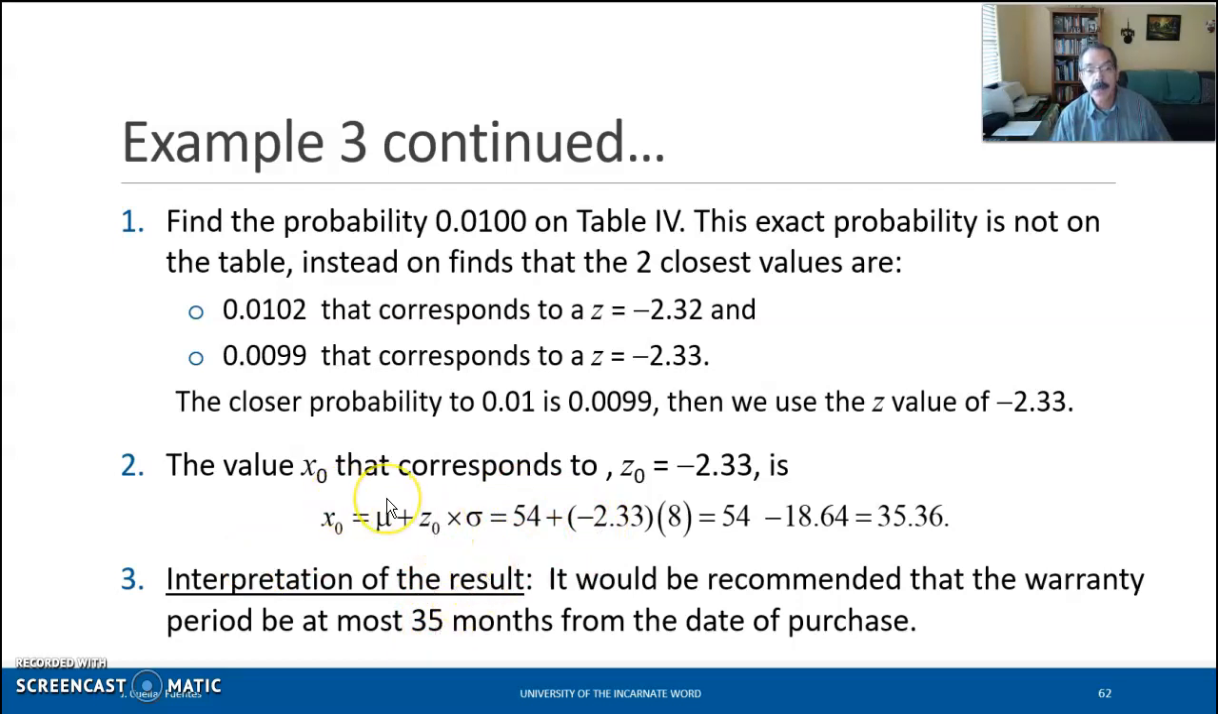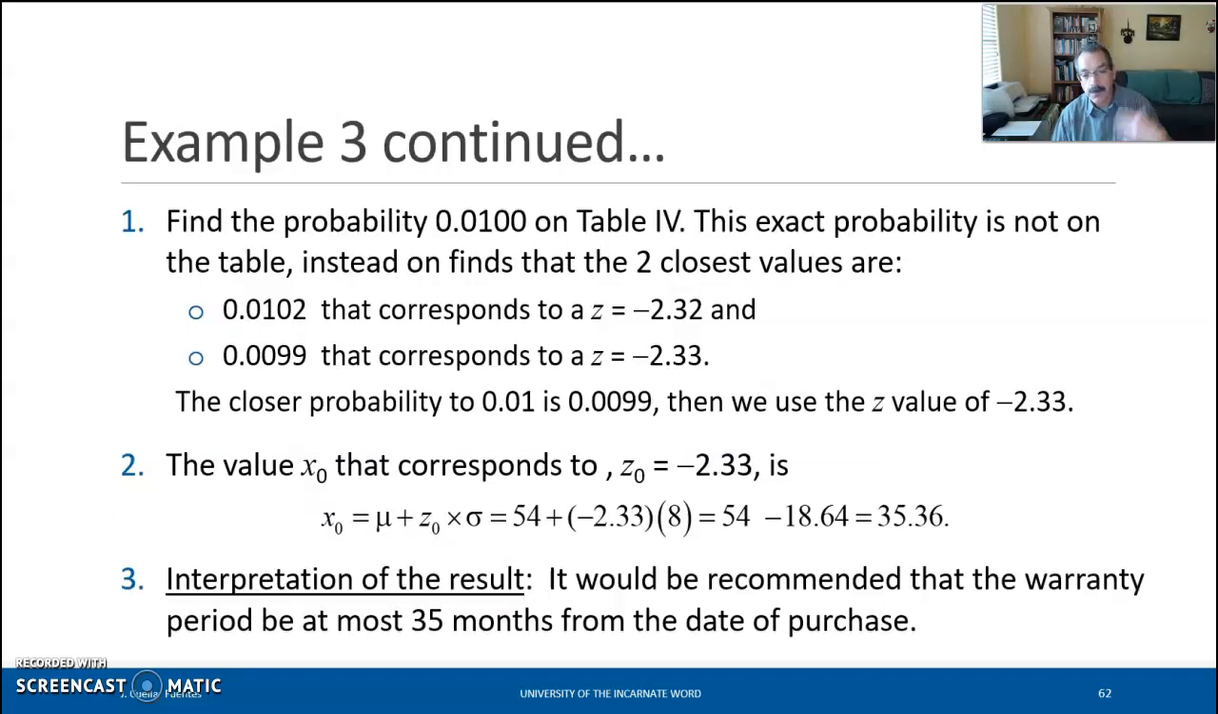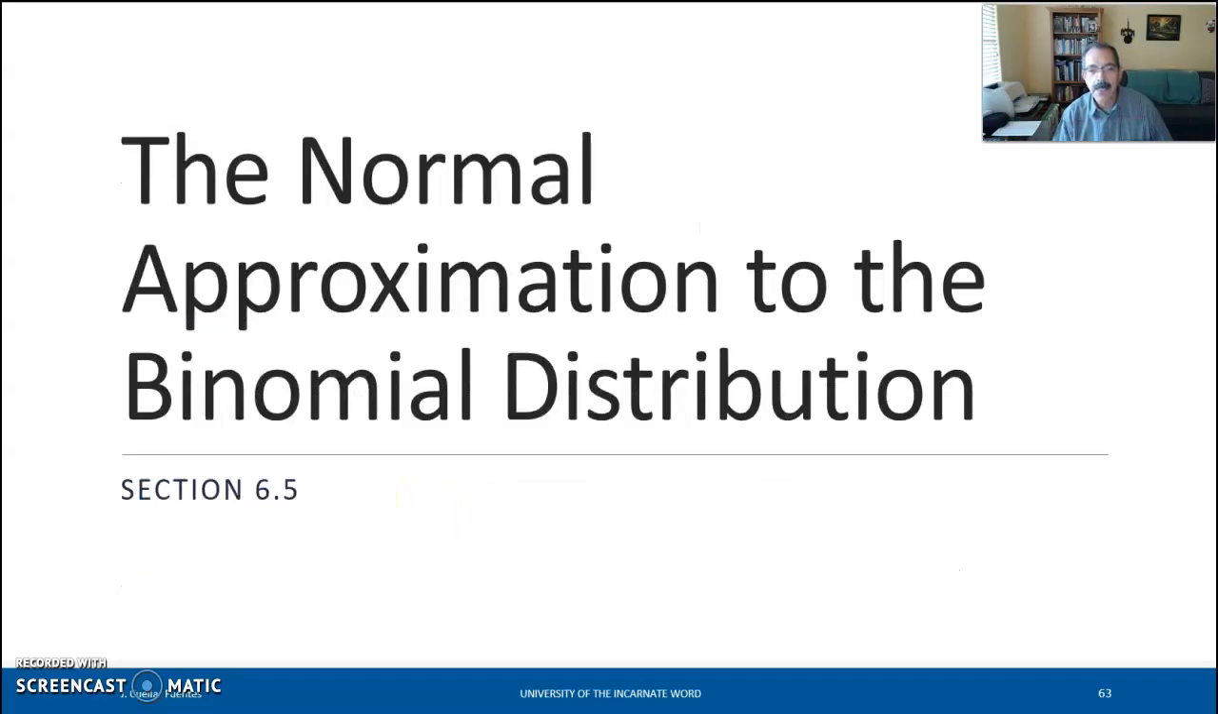All right, so this is the last example. Now you've seen a few examples of how we can use a normal distribution to find an x value, a value of the random variable x. In the next section, we're going to talk about approximating binomial probabilities with a normal distribution.